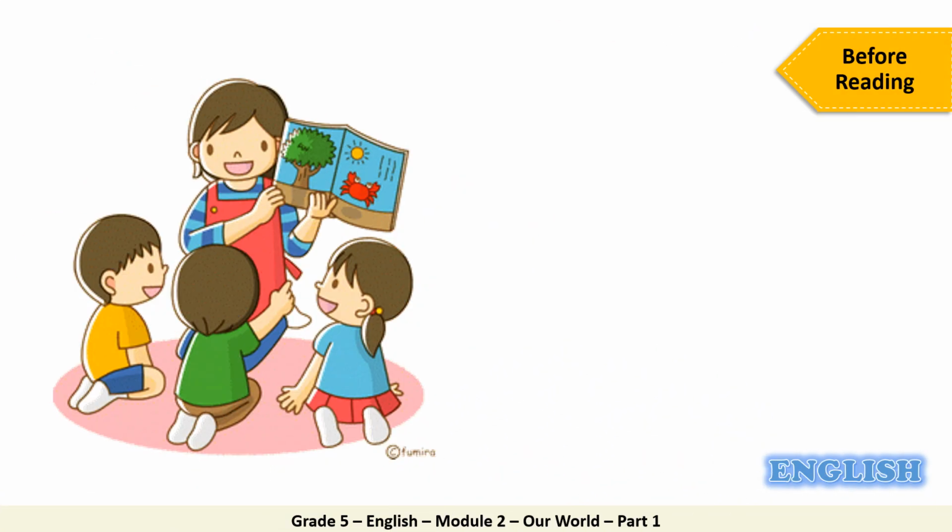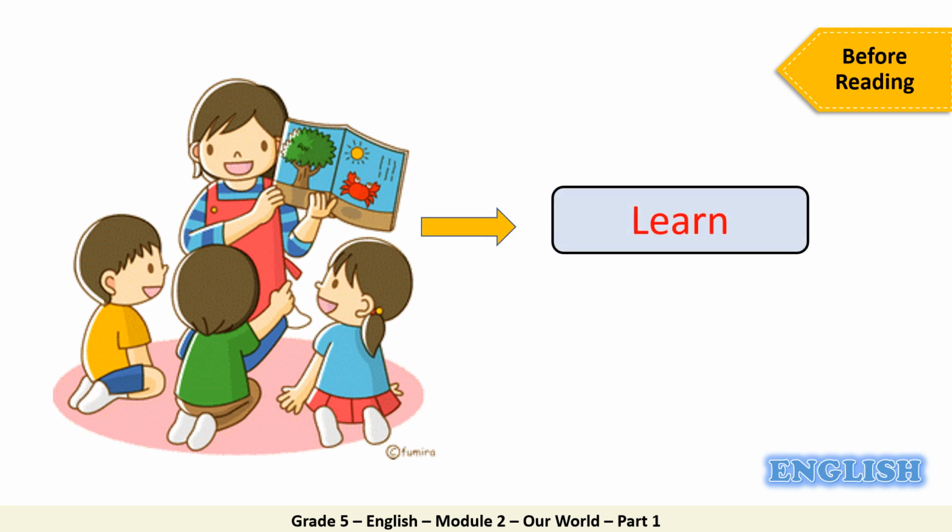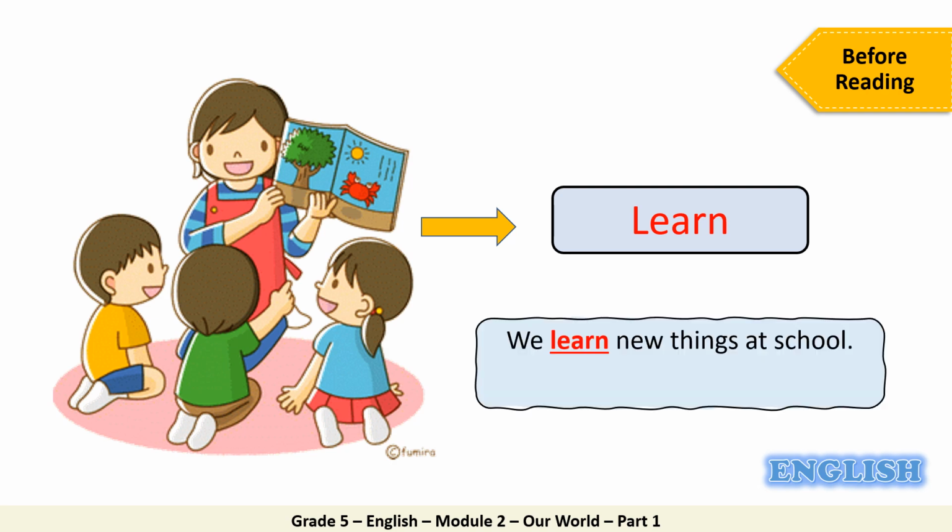What can you see in this picture? Yes, a teacher and some students. What is the teacher doing? Very good. She is teaching the students new things. And what are the students doing? Very good. They are listening to what the teacher is saying. They are learning. The last word for today is learn. For example, we learn new things at school.